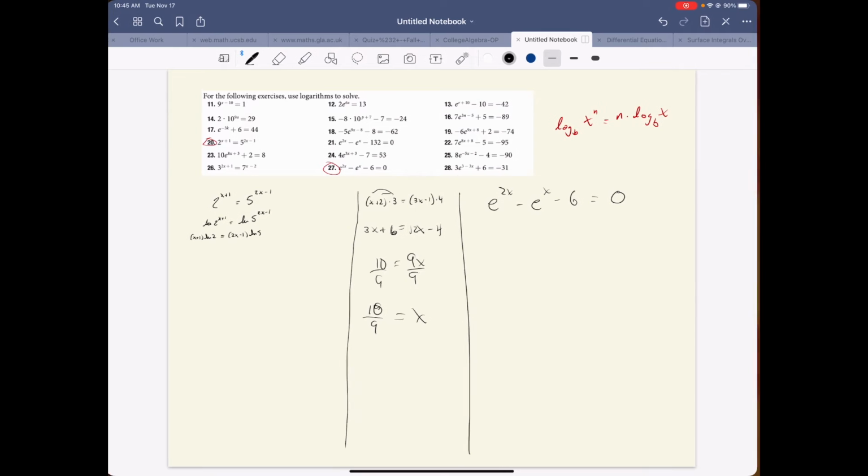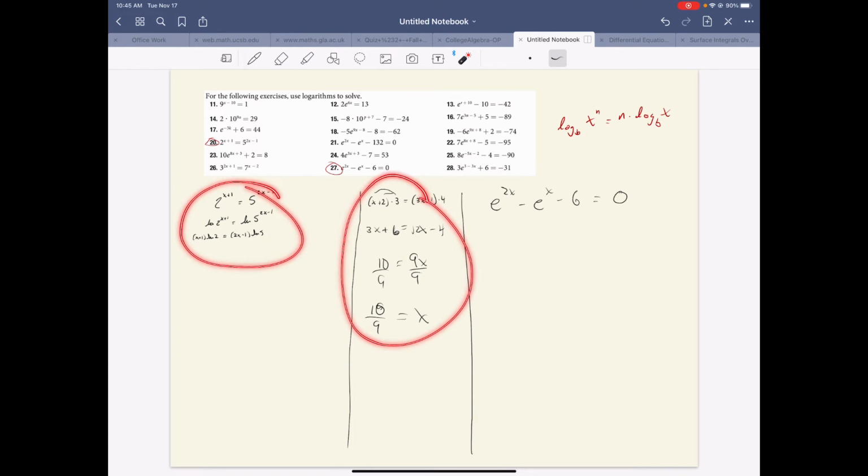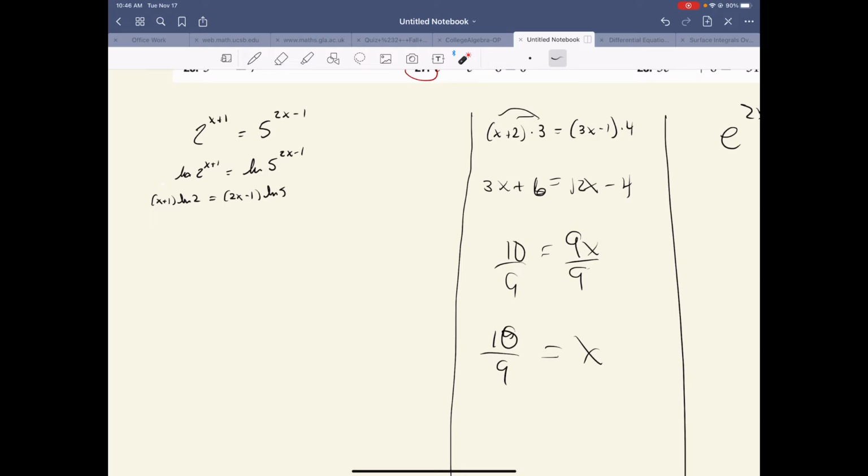Okay, watch how I did that, and watch how this is done exactly the same way. So what did I do first over here? I distributed. So what am I going to do here? I'm going to distribute and say x ln 2 plus ln 2. So that's 1 times ln 2. And that's an x. And then over here, when I distribute the ln 5, I get 2x ln 5 minus ln 5. Okay, now we're here. So this is exactly the same as that line.